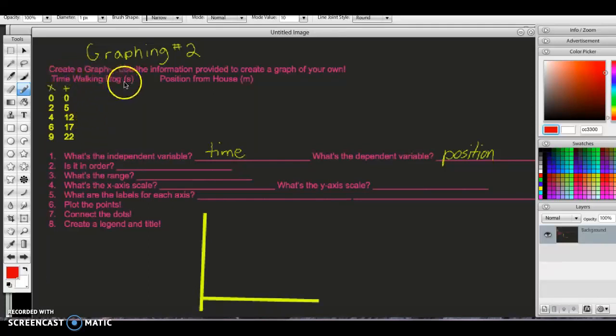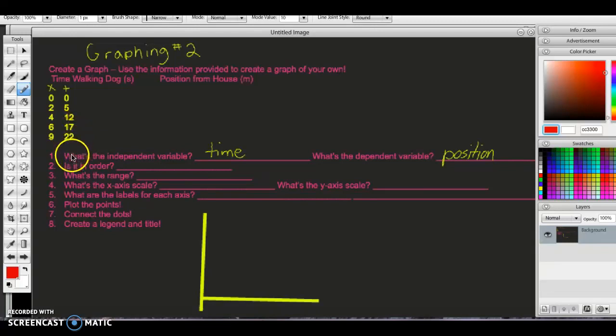All right, create a graph. Use the information provided to create the graph of your own. So we have the position of the house in meters, which is the x values here, 0, 2, 4, 6, and 9. And then we have the time the dog walks, which is these t values here, 0 seconds, 5 seconds, 12 seconds, 17 seconds, 22 seconds.